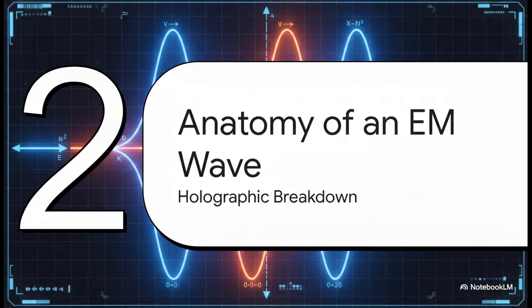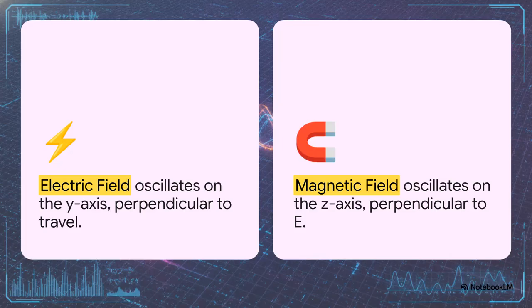Moving right along to Section 2, Anatomy of an EM wave, a holographic breakdown. So, what do these waves actually look like? Imagine if we could just freeze time for a second. On the left side, we've got the electric field, or E, and it's oscillating up and down on the y-axis. Over on the right, we have the magnetic field, or B, oscillating side to side on the z-axis. Notice how both fields are perfectly perpendicular to each other? And, crucially, they're both perpendicular to the x-axis, which is the direction the wave is actually traveling.